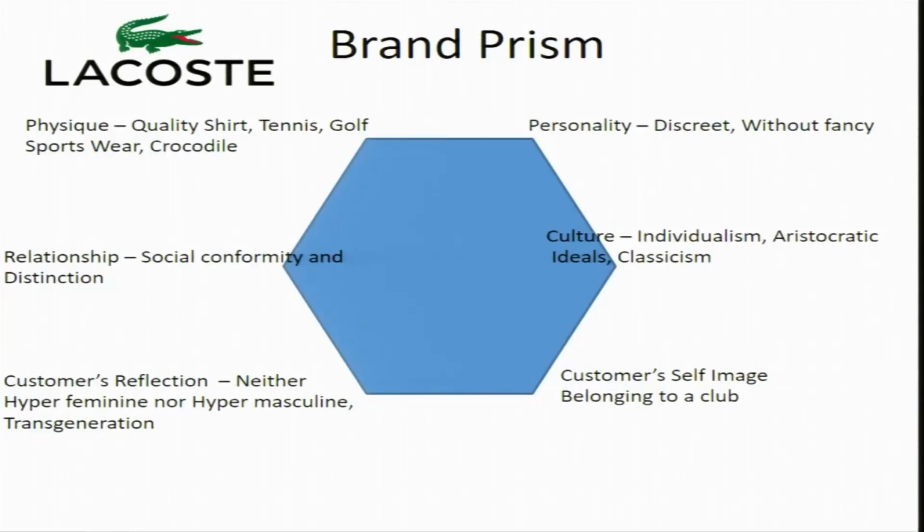And finally, you have the correspondence between reflection and self-image. So, what does a customer think about himself when he is wearing Lacoste? He thinks that he is a part of a club, alright, a club that is elitist, a club that is exclusive. Everybody cannot become a part of the club. So, for example, someone wearing Lacoste is spending 5,000 rupees to buy one t-shirt, and obviously everybody cannot afford that. So, that is why the person who is wearing Lacoste thinks that he is part of a club, alright. That is his self-image.